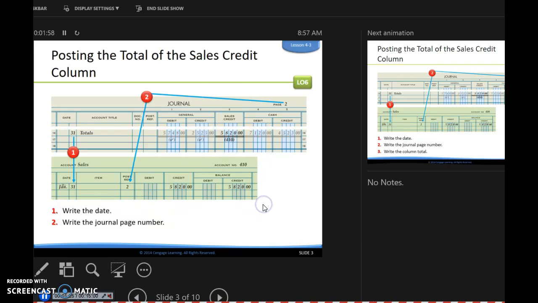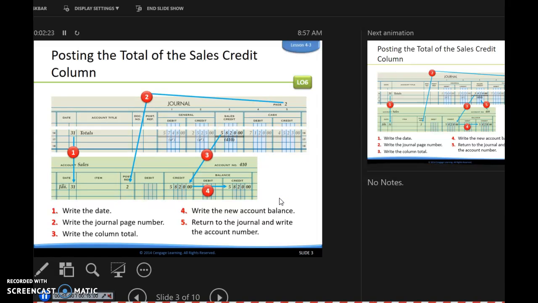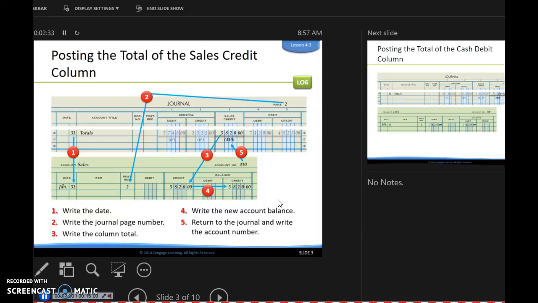The journal page number, so we're on journal page 2 now for the post reference. The sales credit goes obviously in the credit column. And then we have a new account balance. So we have a new credit amount for our balance. And then our account number, instead of going by the line item, it's going to go underneath the total in parentheses. So account number 410.